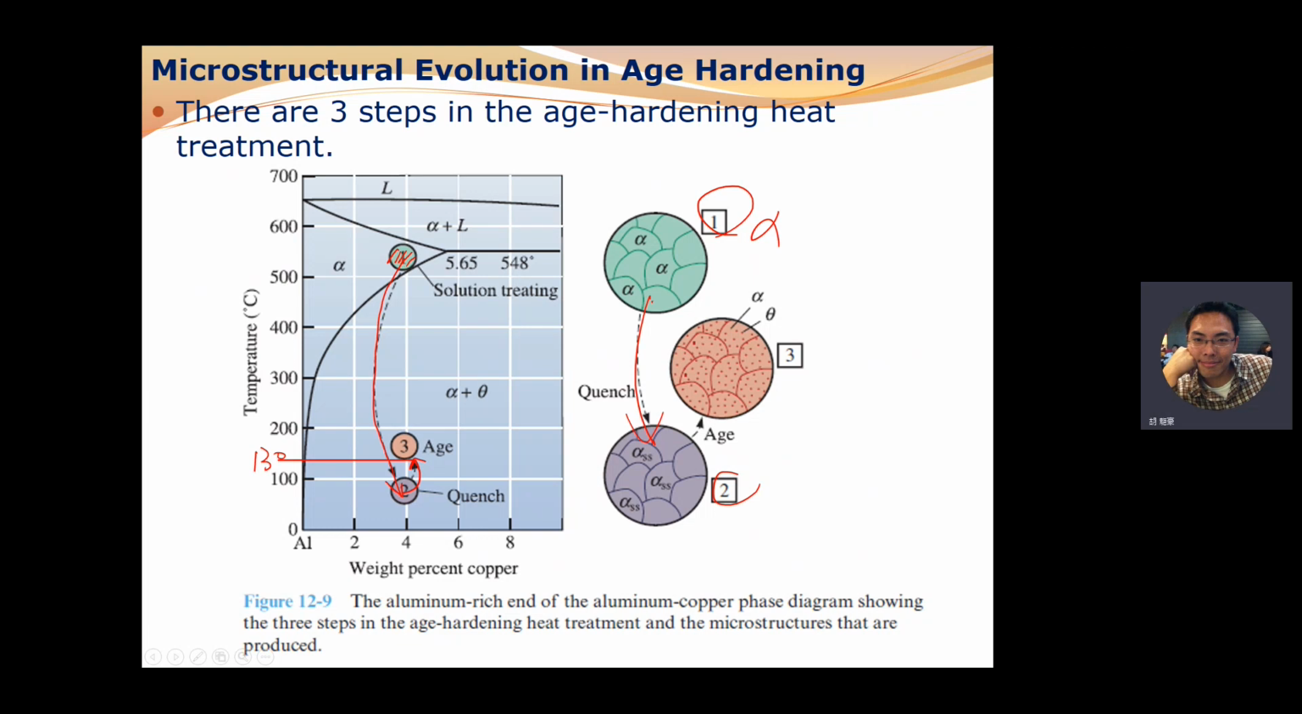Okay, and then we age at 130 Celsius. The theta phase will precipitate. So this theta phase precipitates from age hardening, and we need a longer time for aging. That means you have to keep it at temperature for a long time, depending on your application and your process.